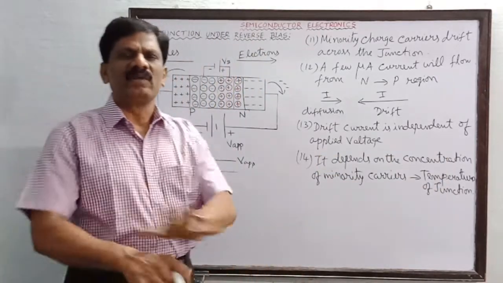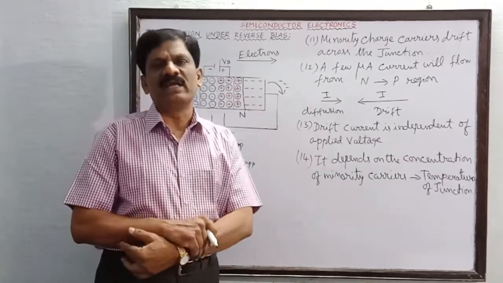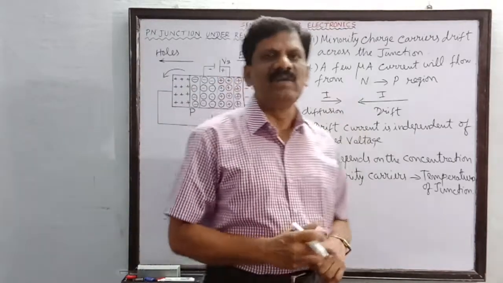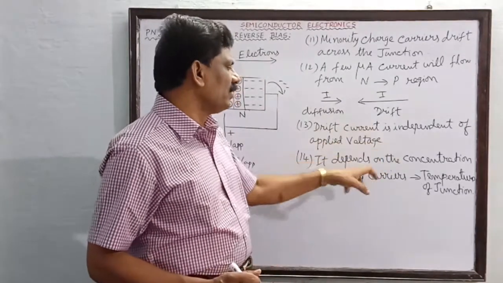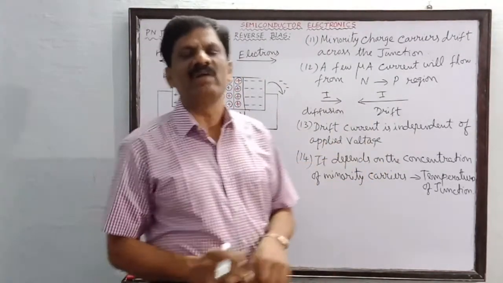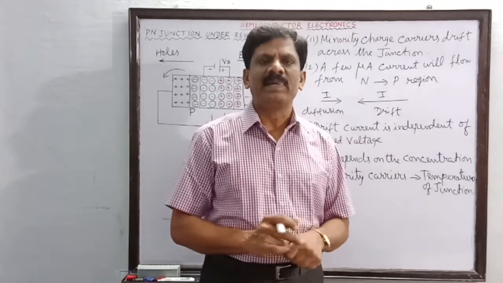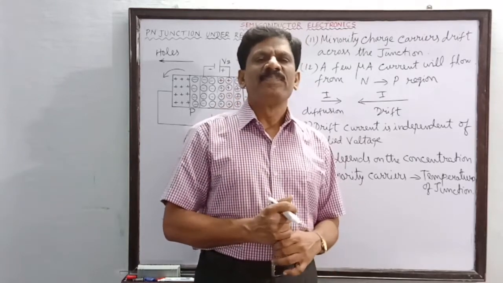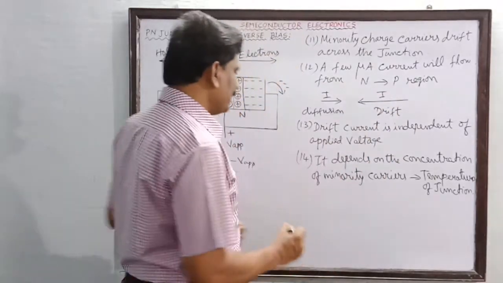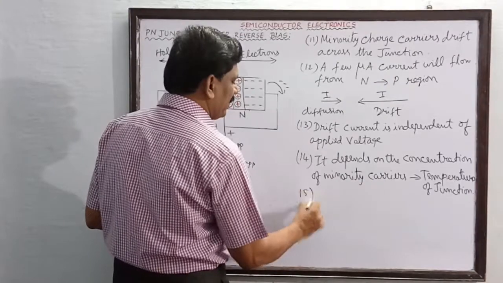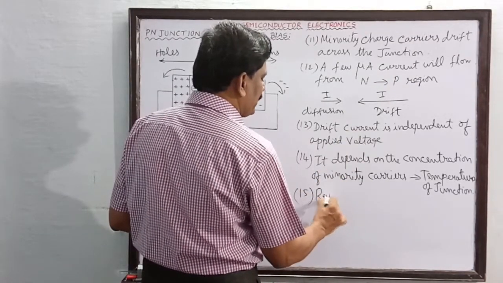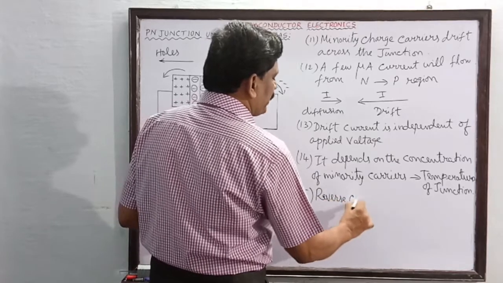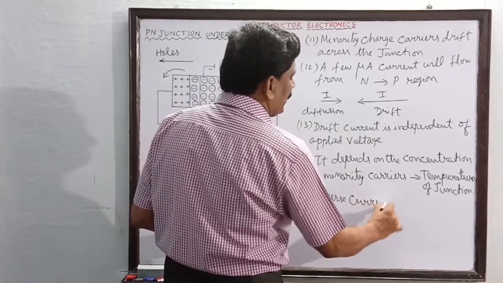Now, under normal reverse biasing conditions, what will happen? The diffusion current will be very minimum, and the drift current due to the minority charge carriers will be of the order of a few microamperes. This current is in the reverse direction, and hence it is called the reverse current.